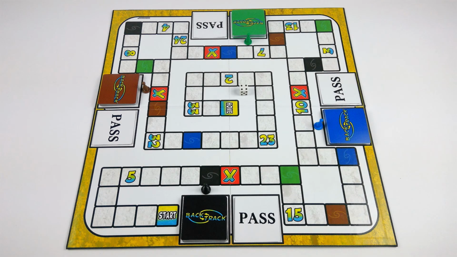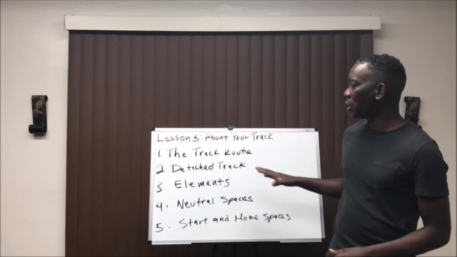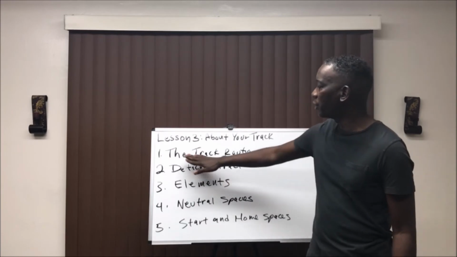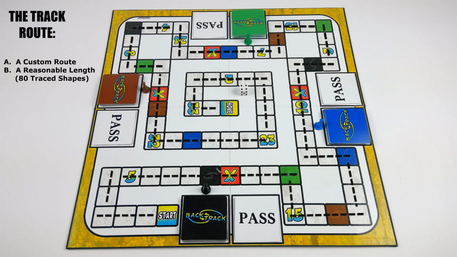So now on your screen, you're going to see a track. This is the track that I created for my board game called Backtrack. Now, the first of these areas that I want to take a look at is the track route. And what you're seeing now is the track route. If you look at the start space, you'll see the dotted lines going around my track. Follow the dotted lines all the way around the track until you get to home.